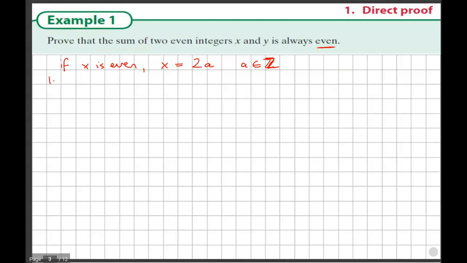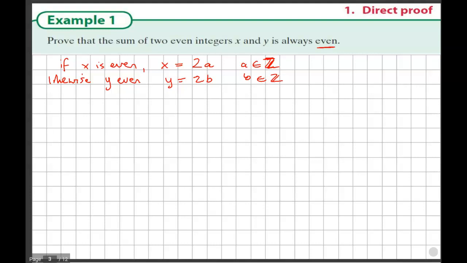Likewise, we can also say the same thing about y. If y is even, then y is 2 lots of something else. Okay, unless x and y are the same thing, you just have a different letter there. And obviously, again, b is any integer, any possible integer value.